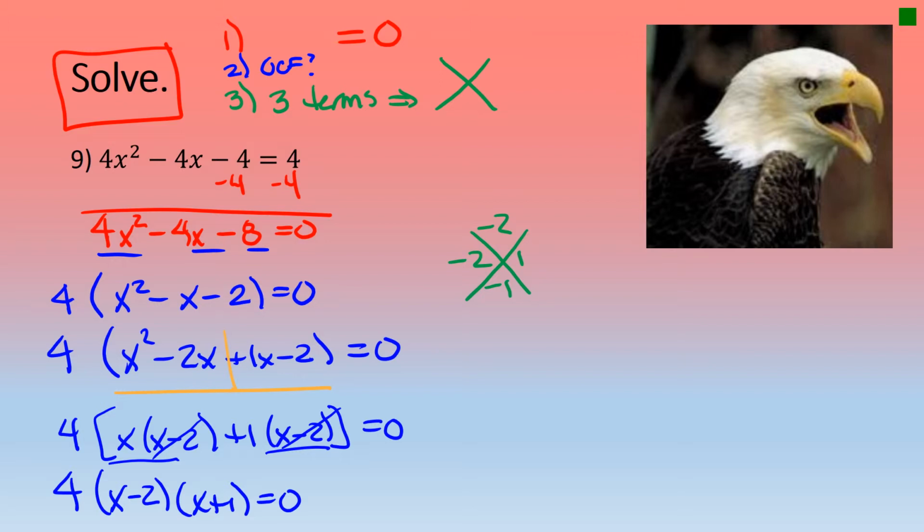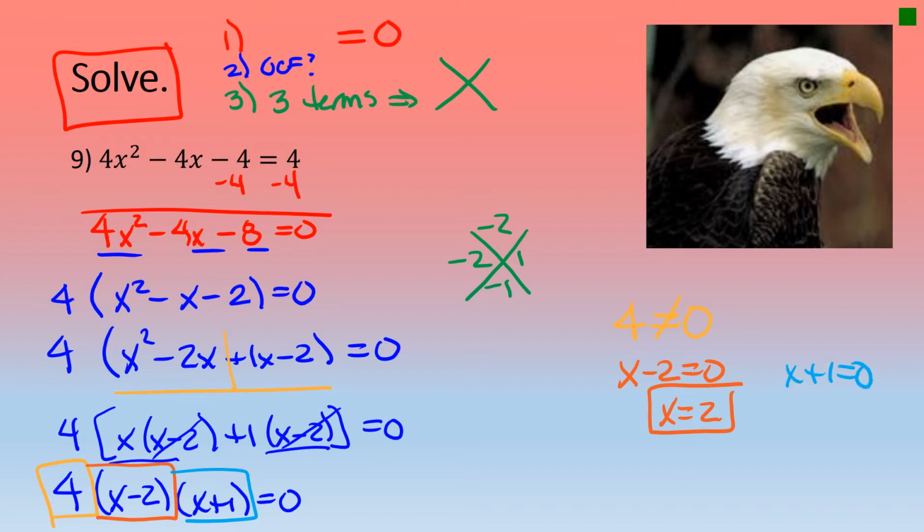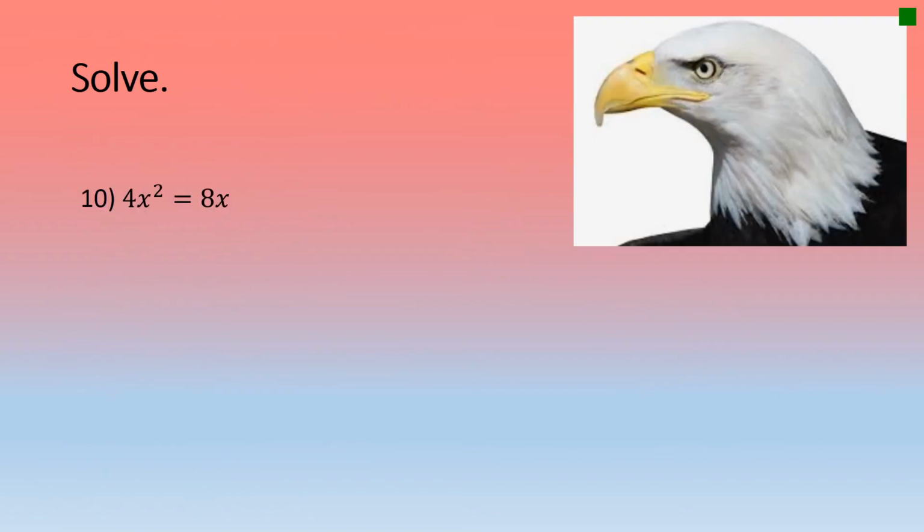Now, because it says solve, we're going to set each factor equal to 0. Here's your first factor. Can 4 equal 0? No, waste of your time. Here's your next factor. X minus 2, does it equal 0? Yup, when x equals 2. And then here's your last factor. X plus 1 equals 0 when x is -1. So these are your two answers. This one doesn't tell you anything, but if it had had an x, it would have an answer. On solving, you have to have an x for an answer.